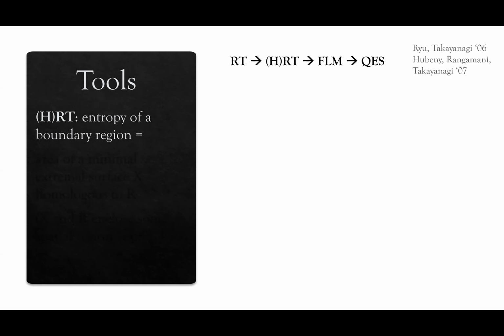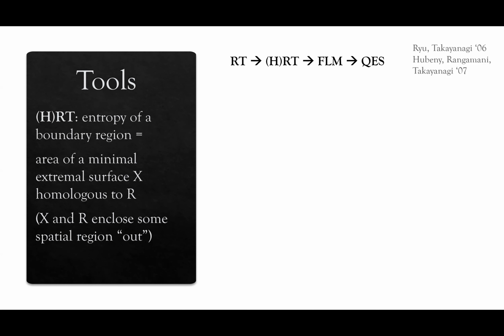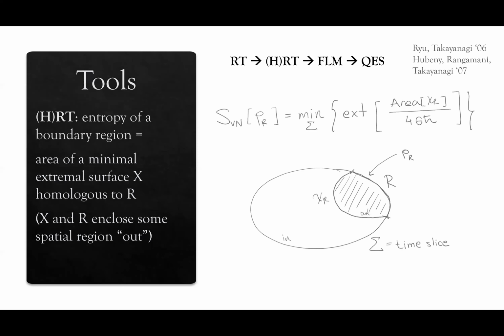And the statement is basically that the entropy of a boundary region is given by the area of a minimal or extremal surface, that I'll call X, that is homologous to some region R on the boundary. Here, X and R enclose some spatial region that I call out. This is the meaning of the word homologous. And here is the relevant picture.